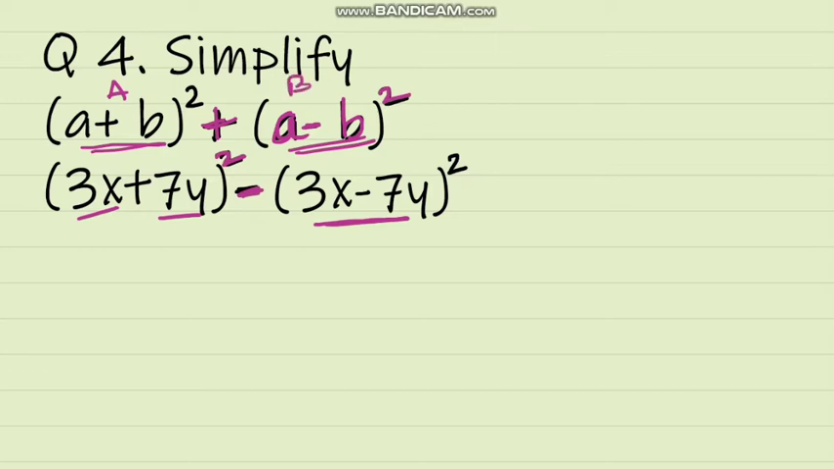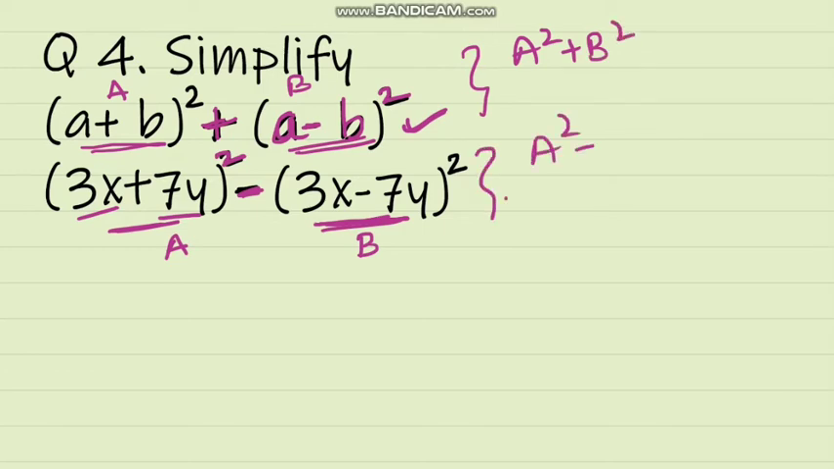Suppose you are taking a plus b as a and a minus b as b, here you have a square plus b square. But if you are taking 3x plus 7y as a in this example and 3x minus 7y as b, it is a square minus b square. We don't have any formula for a square plus b square. But for a square minus b square, we can write (a plus b) into (a minus b).